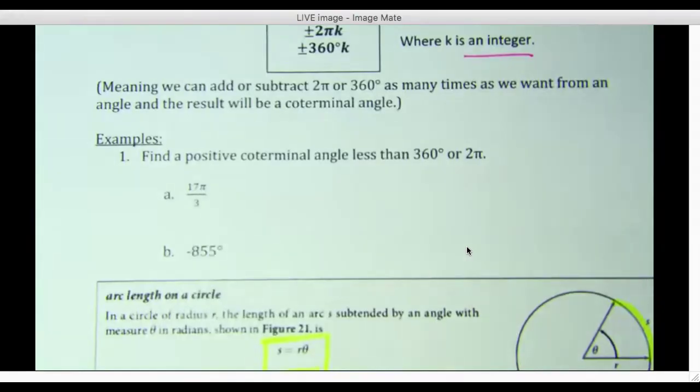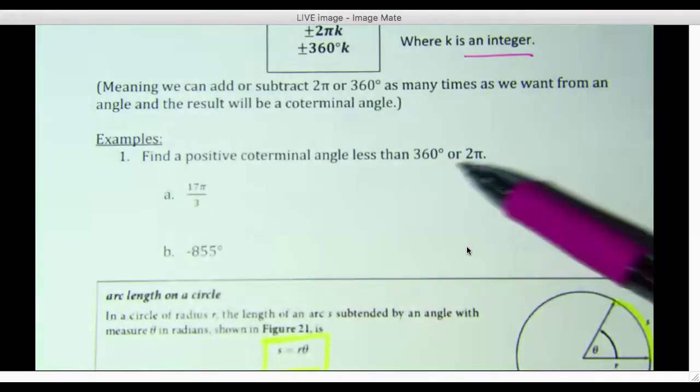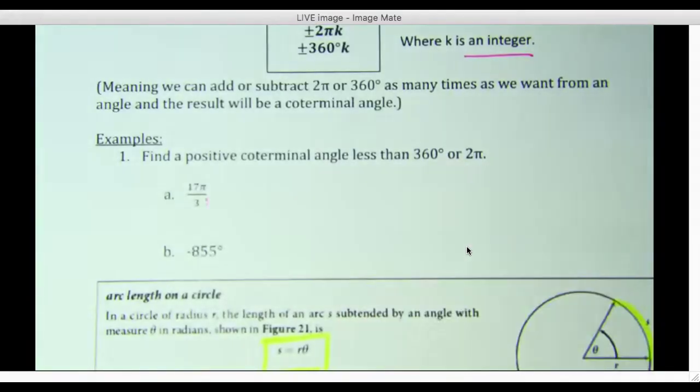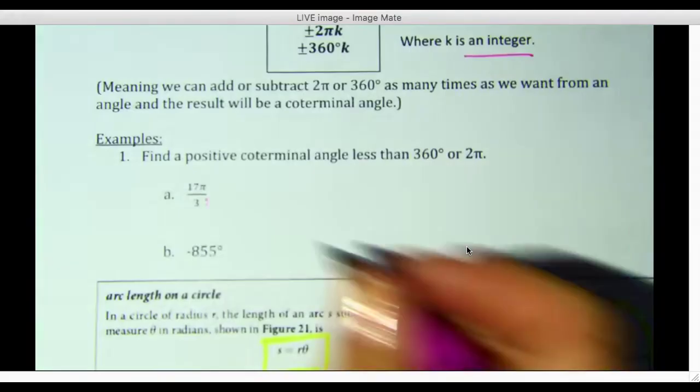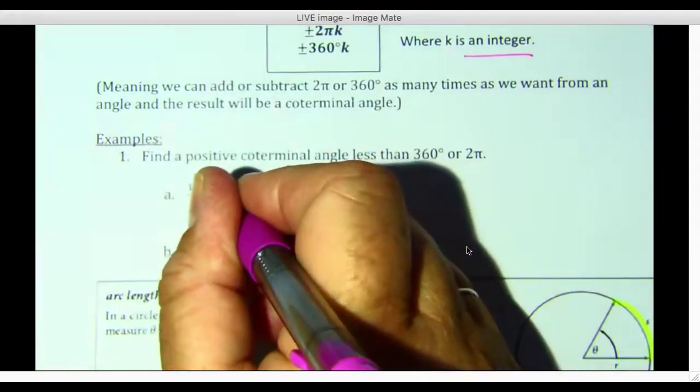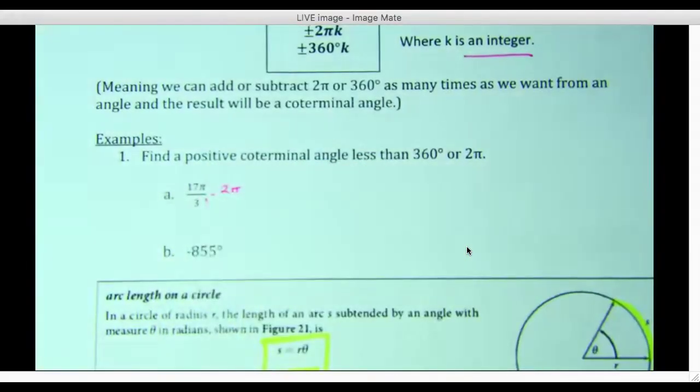So in these first couple examples here, it says find a positive coterminal angle less than 360 or 2 pi. 17 pi over 3. If I divide 17 by 3, that's a little bit more than 5. It's about 5.7 if you divide on your calculator. So I want something less than 2 pi, and that's already more than 5 pi. So I can subtract 2 pi as many times as I want.